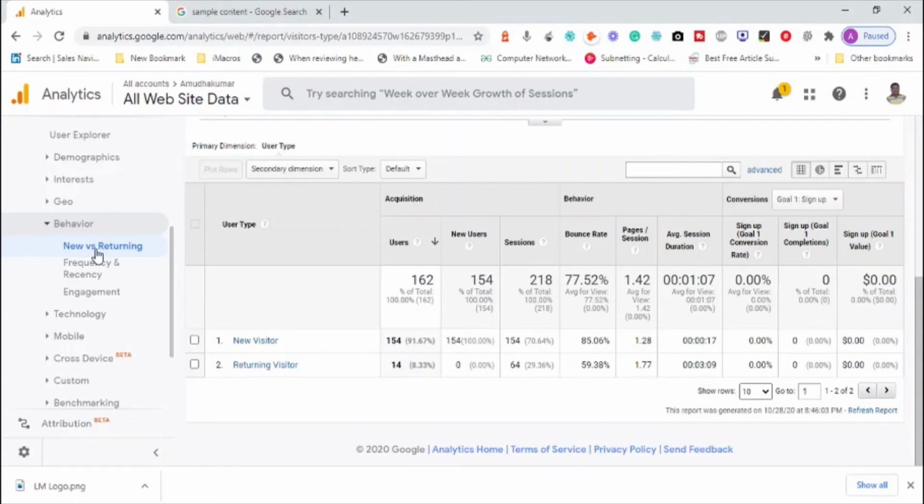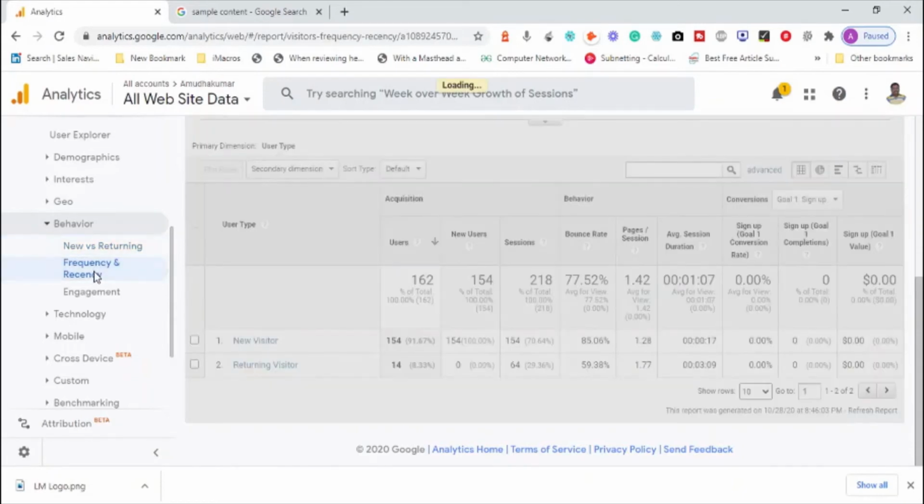But for businesses like Quora, YouTube, and other platforms, people have to come to the platform every day, again and again. So how do you look at this metric? New visitors means you are going to get new business. Returning visitors means you are retaining customers, and people love your content, and that's the reason they keep coming back again and again.